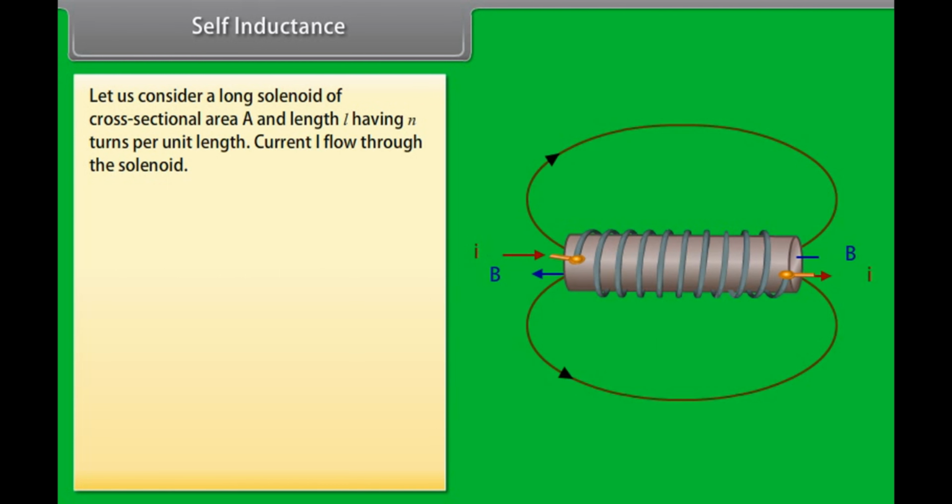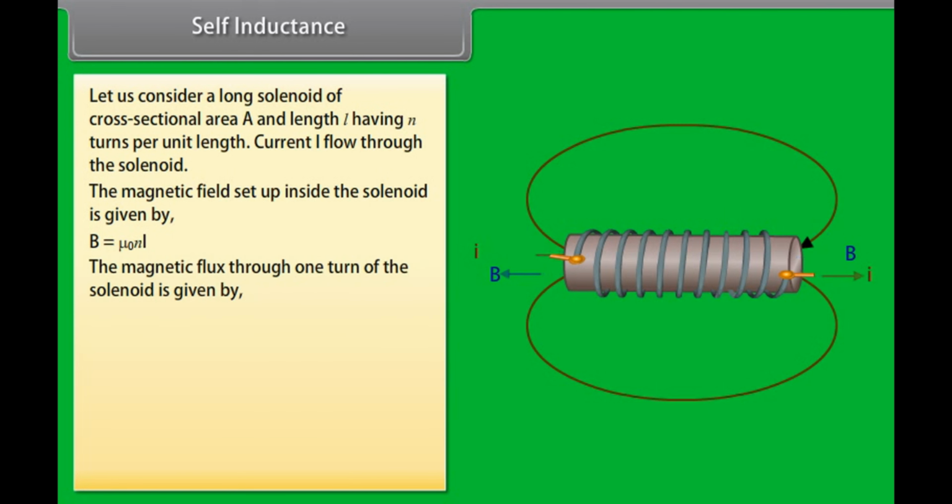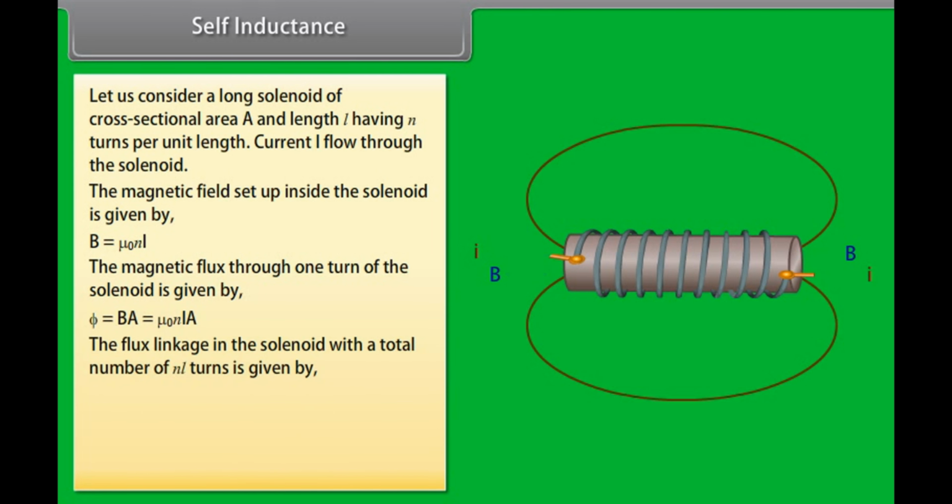Let us consider a long solenoid of cross-sectional area A and length l having n turns per unit length. Current I flows through the solenoid. The magnetic field set up inside the solenoid is given by the product of μ0, n and I. The magnetic flux through one turn of the solenoid is given by the product of μ0, n, I and A. The flux linkage in the solenoid with the total number of nl turns is given by μ0 n² A l I. Hence, the self-inductance of the solenoid is given by μ0 n² A l.